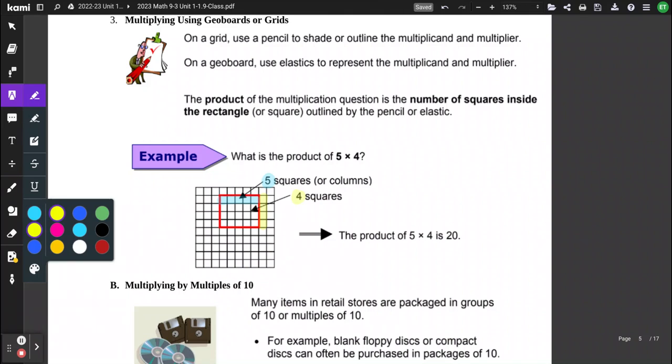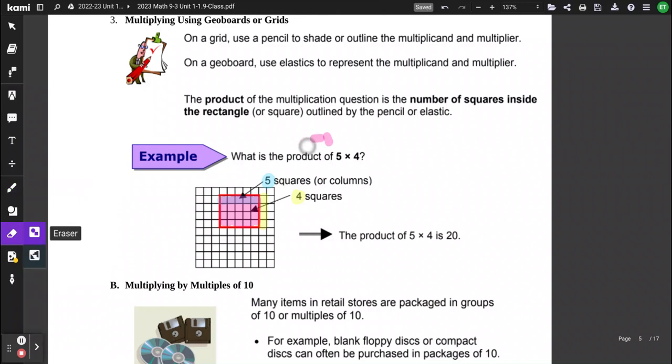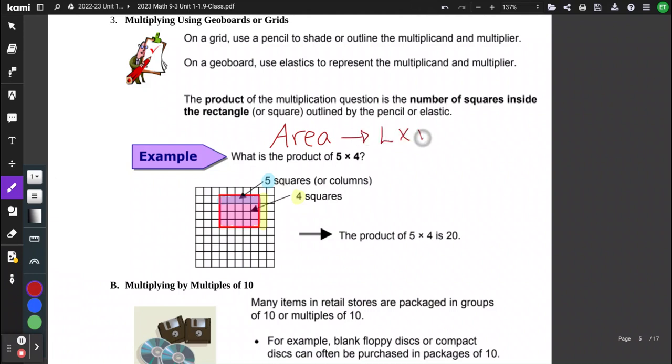So you're doing your length and your width. How many squares do you see? And then what's your answer? Your answer is always what's inside. So if I count the number of squares inside, there's going to be my area of 20. So area is always multiplying a length times a width. And sometimes our lengths and widths are the same. In this case, we have a 5 times a 4 for a length and width.